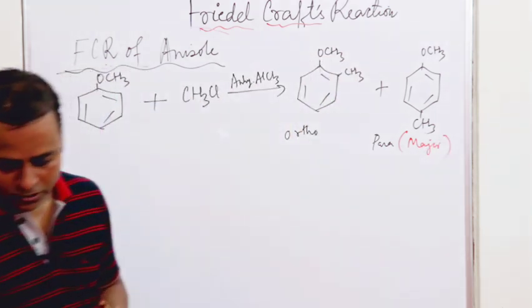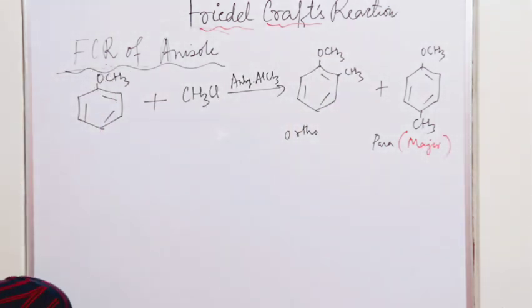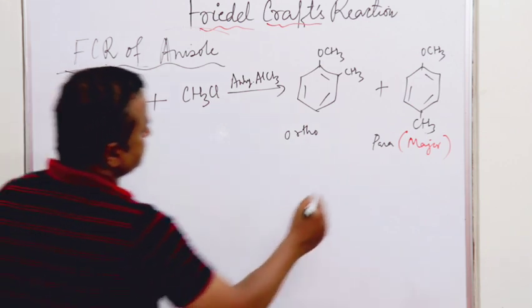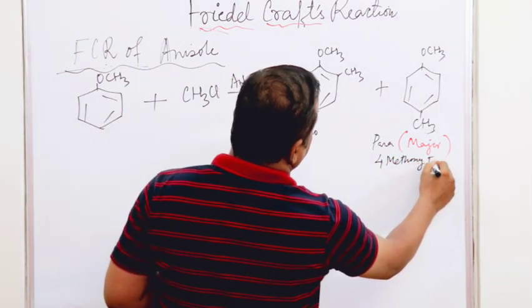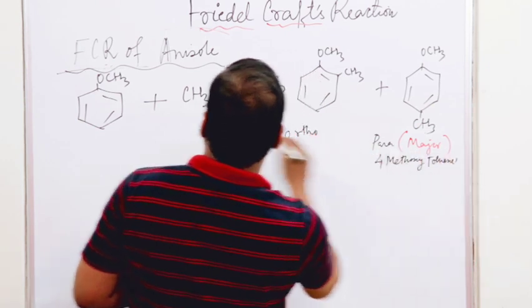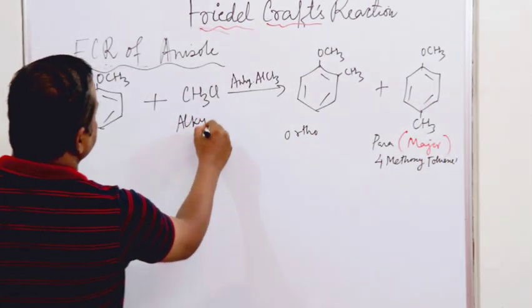So the name of this product is what? Its name is 4-methoxytoluene. This is 4-methoxytoluene. So on alkylation we are getting this product.